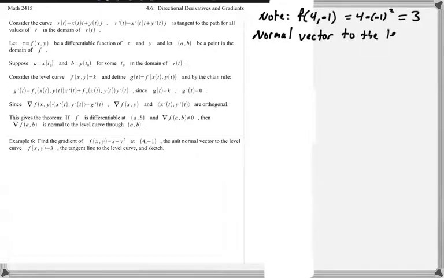So we're going to make a note here that f of 4 comma negative 1 is equal to 4 minus negative 1 squared. So that gives us the 3, so where we had f of x, y is equal to 3. Okay. And then we'll look at getting our normal vector. So the normal vector to the level curve at 4 comma negative 1 is going to be the gradient of f at 4 comma negative 1.